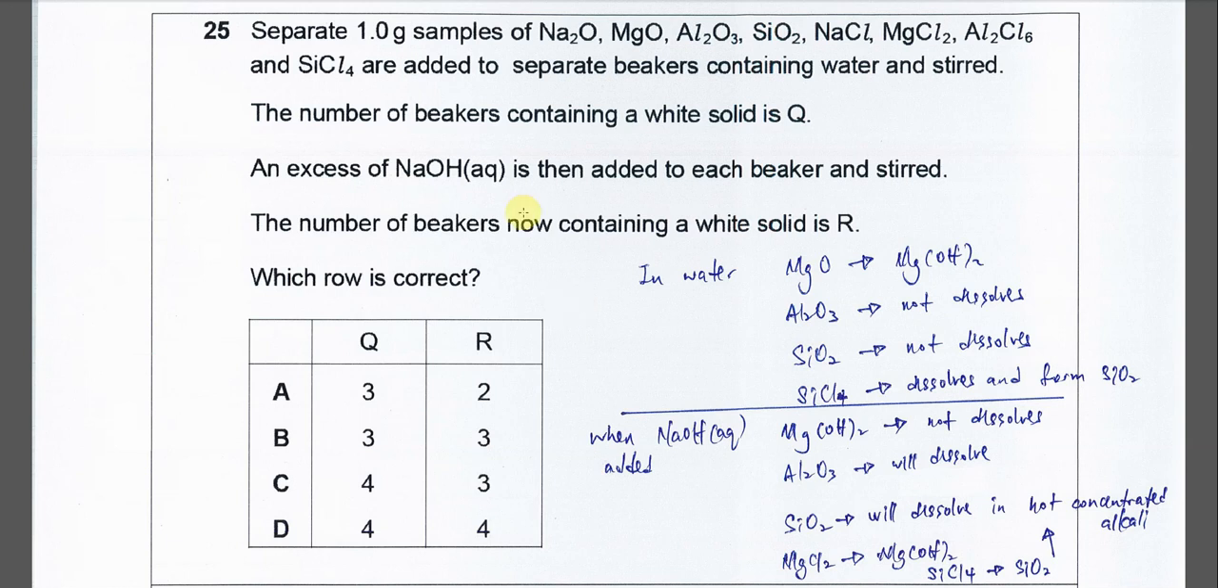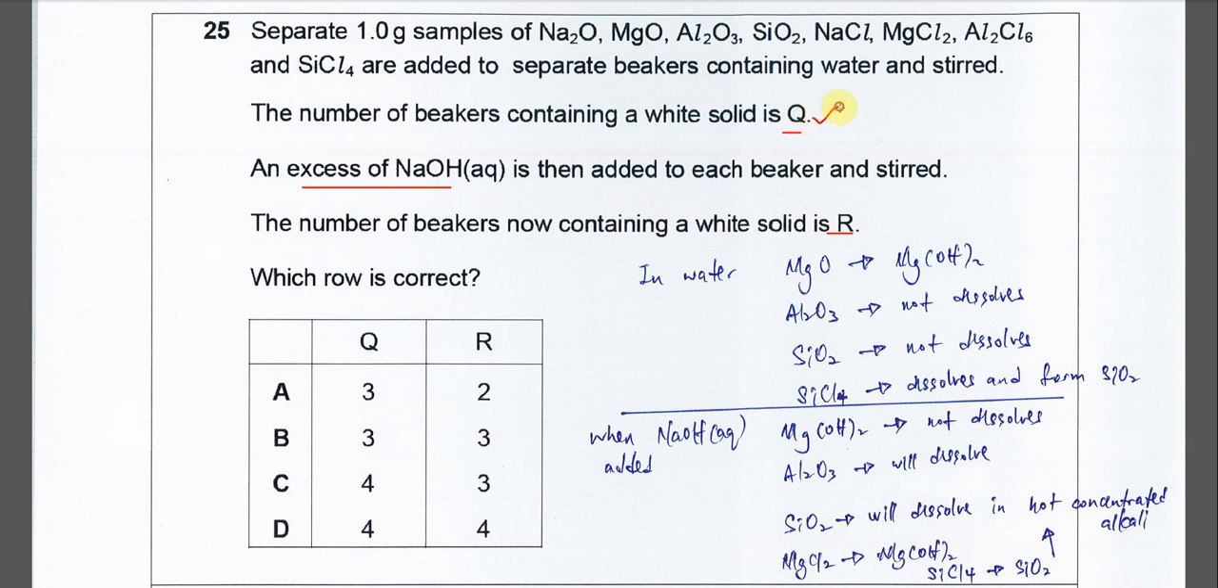Okay, question 25. 1 gram of all these compounds are added to separate beakers containing water and stirred. The number of beakers containing white solid is Q. This is the first part. The second part is to add excess sodium hydroxide, then stir. Then it will be R later. The number of beakers containing white solid is R.